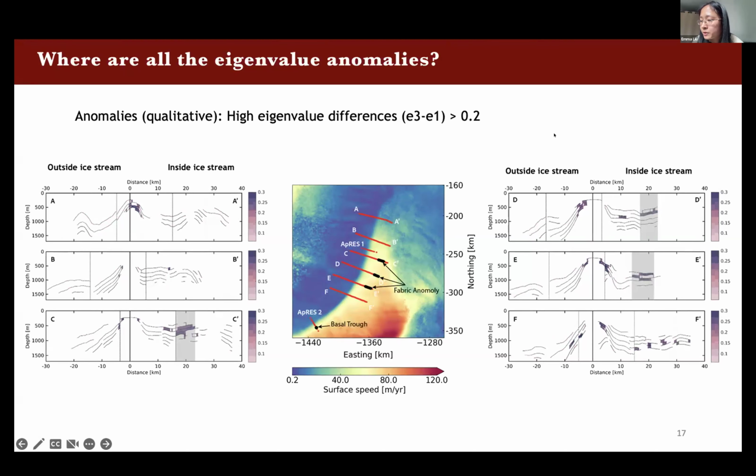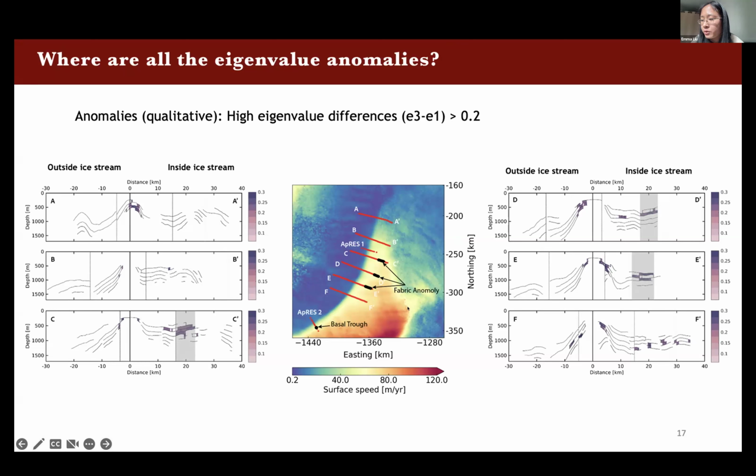So here are the filtered results of all the 6 transects. I highlighted all the anomalies in gray boxes over here. So here are the 3 gray boxes. And I also marked their spatial locations as the black little segments on the transects in the middle on the surface speed map here. And the location of the basal trough, by the way, is these little black dots down here.